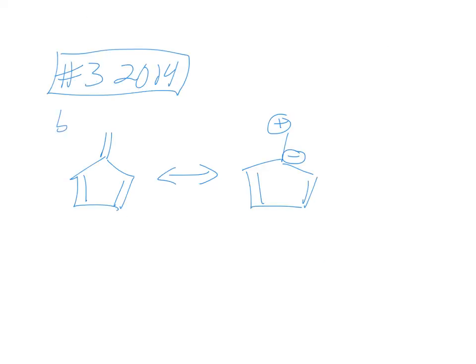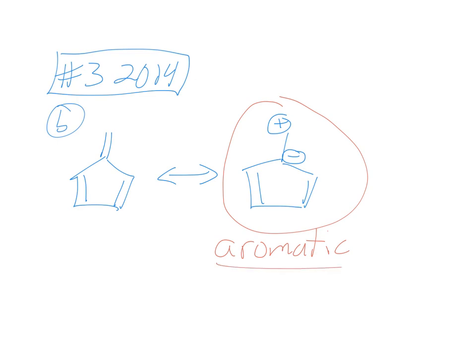This is part B, number 3, 2014 test, exam 4. And the gist here is that this one is the more stable resonance structure, and it has to do with aromaticity. So if you can make something aromatic, that's usually the best, most important thing you can do. It trumps all the rules, even the octet rule.